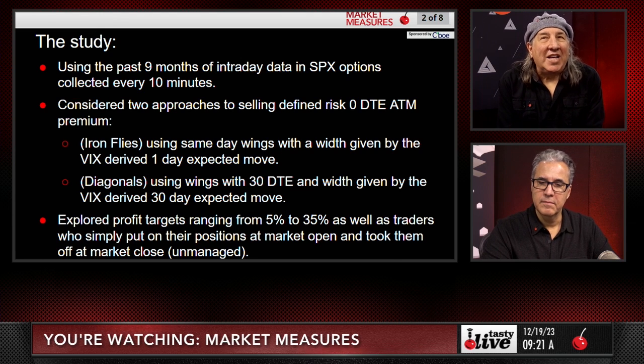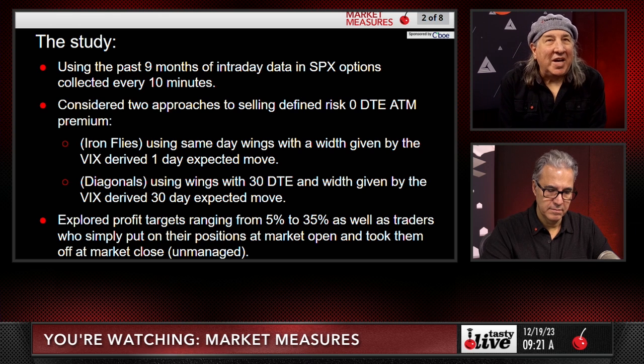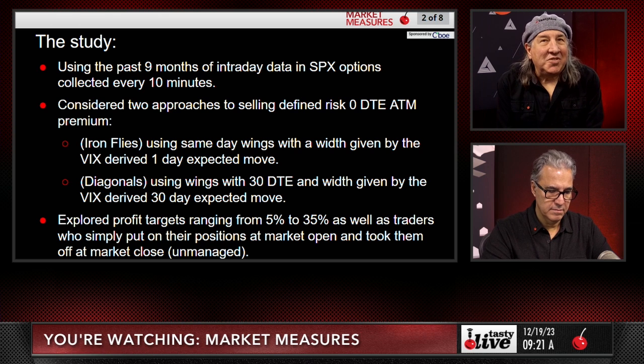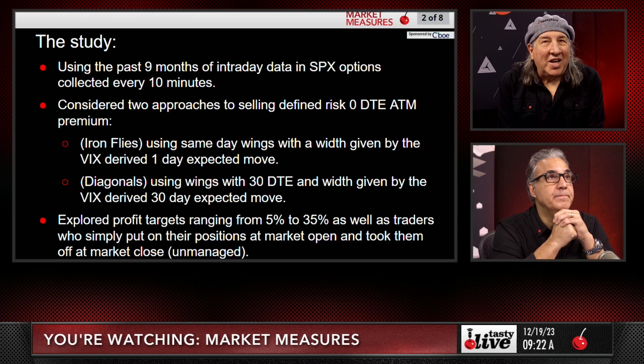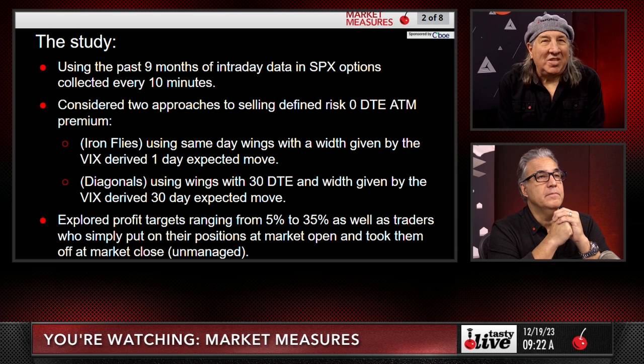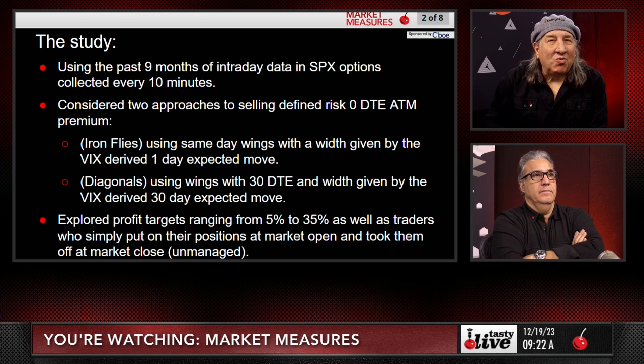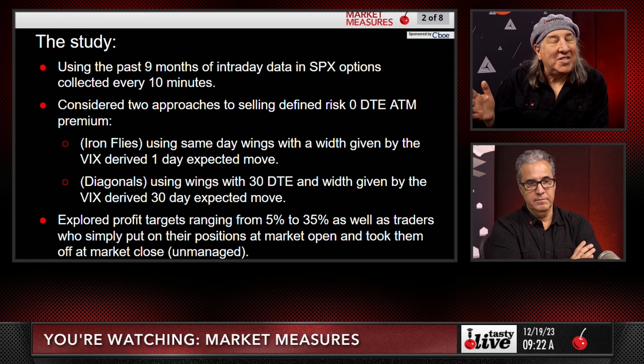So we're going to use the last 9 months of intraday data in the SPX. We collected data every 10 minutes. We considered 2 approaches to selling a defined risk zero DTE at-the-money premium. Iron flies using the same day wings with a width given by the VIX, derived from the 1 day expected move. That's what I did today.